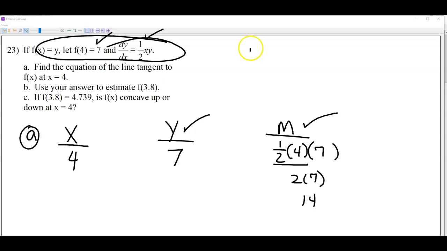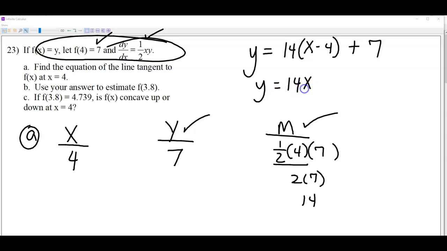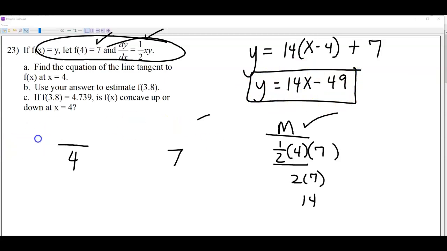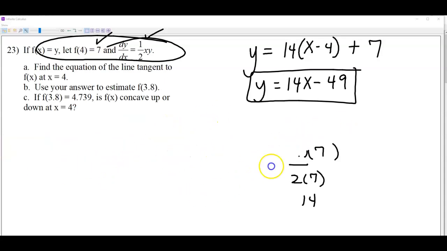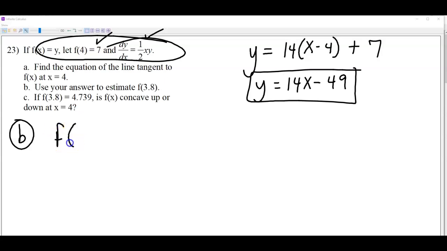So to finish up part A, we need to write our tangent line. We have y is equal to the slope times the x value plus the y value over there. And then simplifying it would be that. So there's our tangent line. There's really not a whole lot different for the remainder of the problem, but I'll go ahead and go through it anyway. The rest of it's very similar to the last problem with pretty much no interesting twists or turns along the way. Use your answer to estimate f of 3.8.